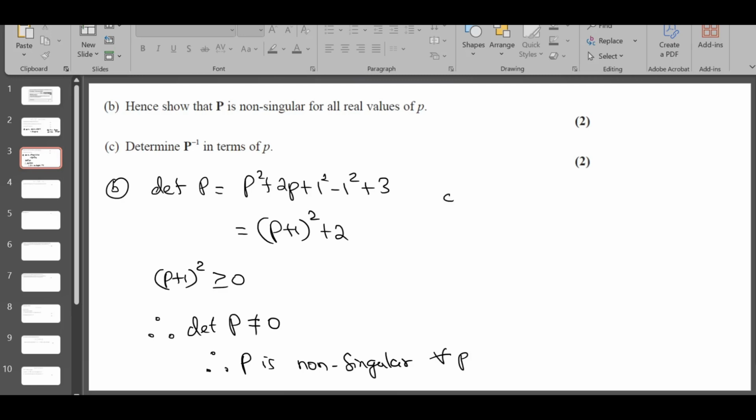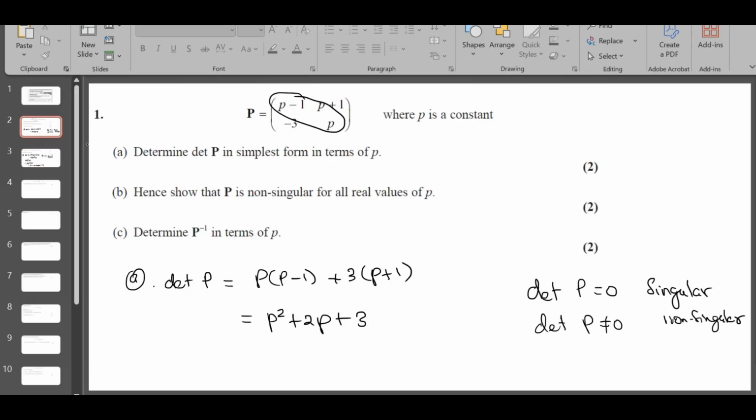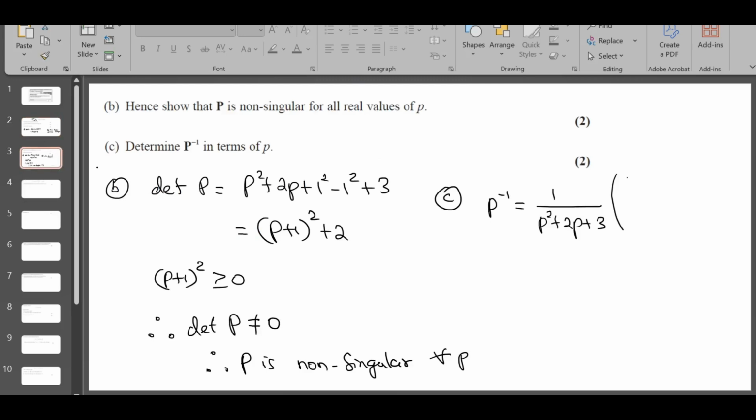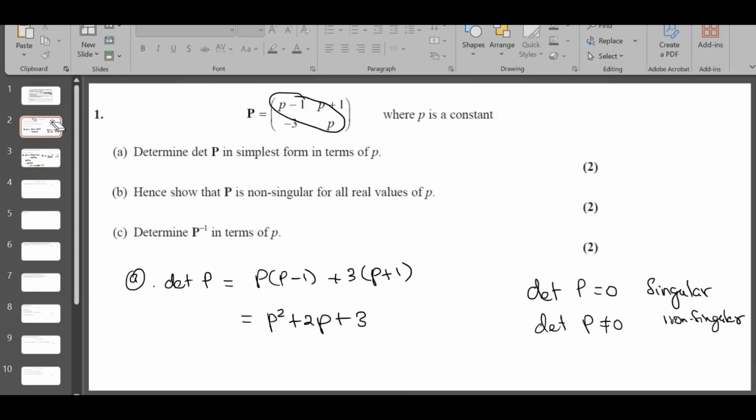Now part C, find the P inverse. It's a 2 by 2 matrix and it's very easy to find the inverse of P. We can straight away write P inverse is equal to 1 over the determinant value, which is P squared plus 2P plus 3. And then we need to write a matrix. In this matrix P, we swap these two elements. So it's P and P minus 1, P and P minus 1. And then the other two elements, right? We invert the sign of these two elements.